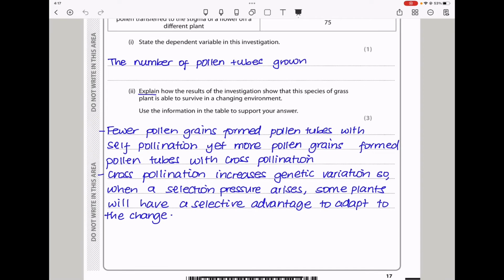So I said, fewer pollen grains form pollen tubes with self-pollination, yet more pollen grains form pollen tubes with cross-pollination. Cross-pollination increases genetic variation. So when a selection pressure arises, some plants will have a selective advantage to adapt to the change.